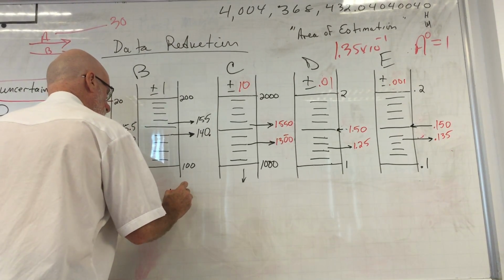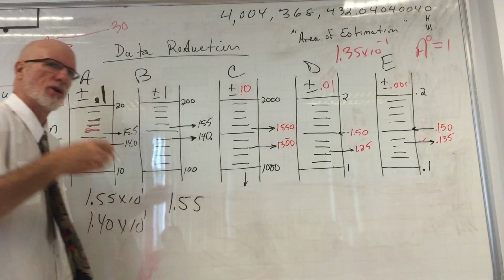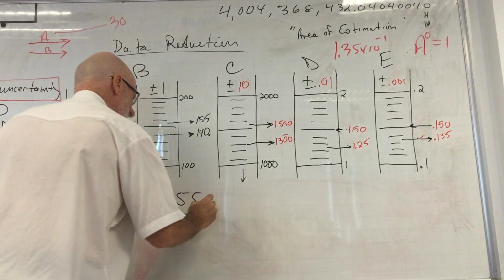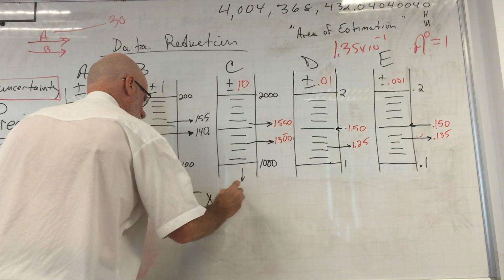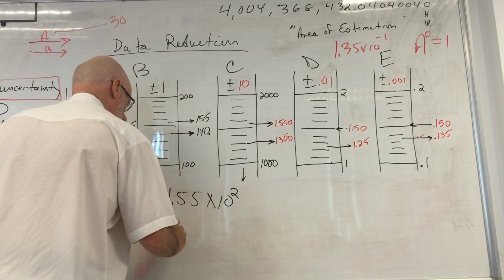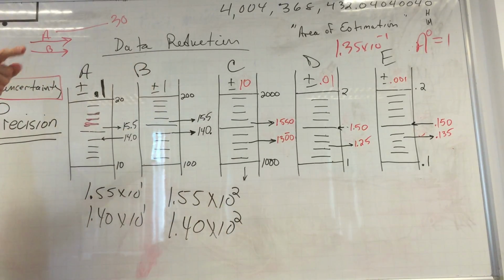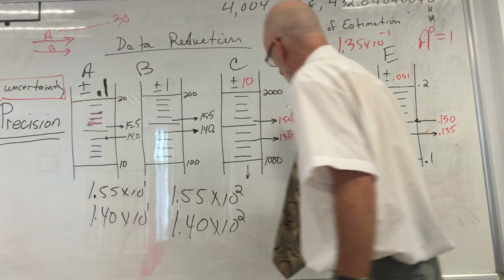Go on. In other words, do it out loud. Times 10 to the 1. Times 10 squared. Very good. 10 squared. 1.40 times 10 squared. Excellent. What about these two?